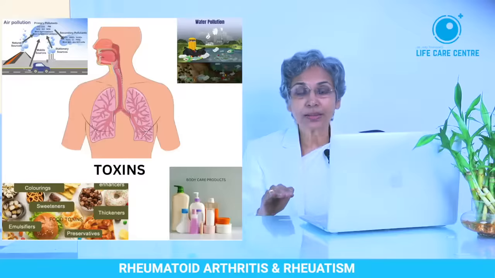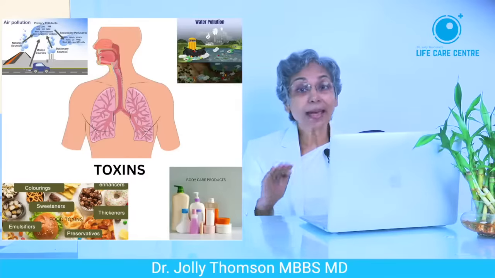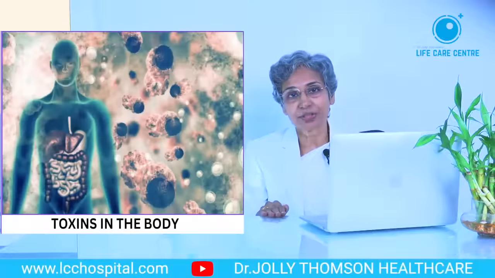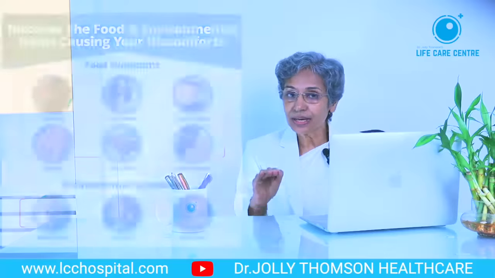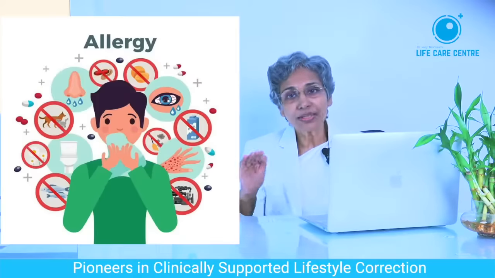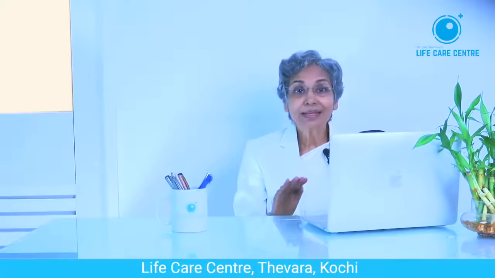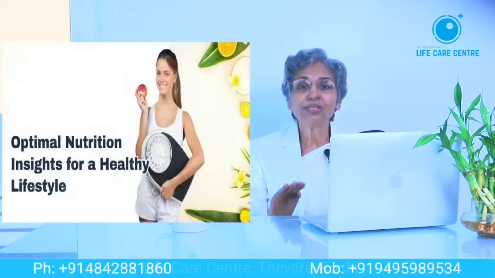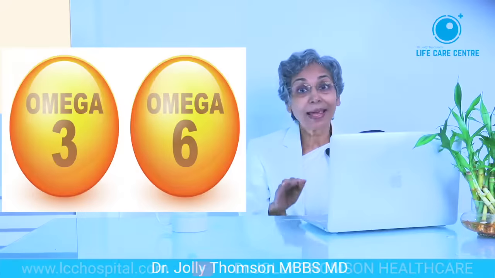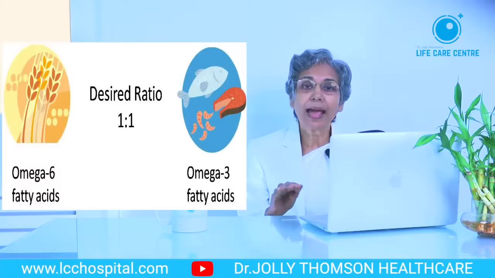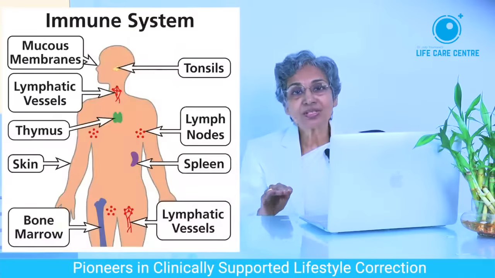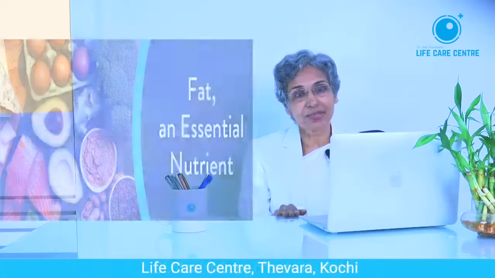First, reduce the entry of toxins into the body through air, water, food and body care products, and remove the excess fat deposit and toxins in the body. Second is to identify food and environmental factors that the body is allergic or intolerant to and avoid them. Third is to ensure optimal nutrition for the development of healthy new cells to replace the diseased cells in the body. Fourth, ensure an optimal omega-3 to omega-6 fat ratio of around 1:1 in food and stored fat in the body, as the immune system activity is controlled by this essential fat.